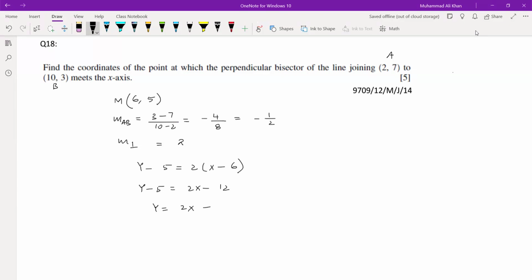And now we have to calculate the coordinate from where this line crosses the x-axis. If any line crosses the x-axis, then the coordinates are x comma 0. So just replace y with 0, so 2x minus 7 equals 0. So the value of x is 7 upon 2. Therefore, the coordinates are 7 over 2 comma 0, from where the perpendicular bisector crosses the x-axis. Clear? Any confusion?